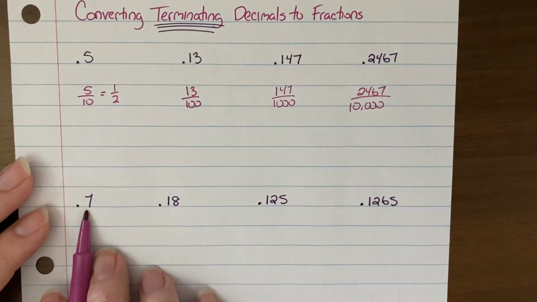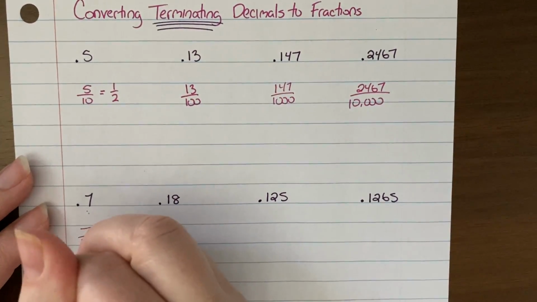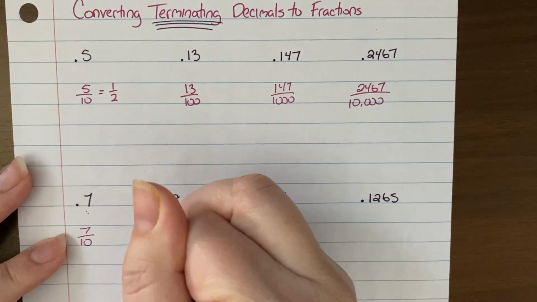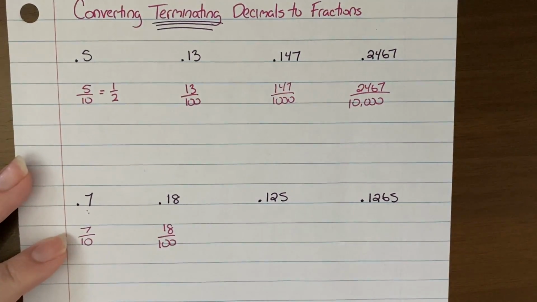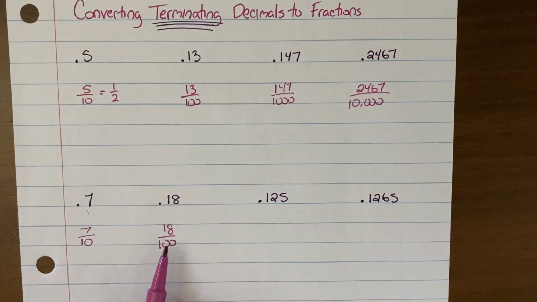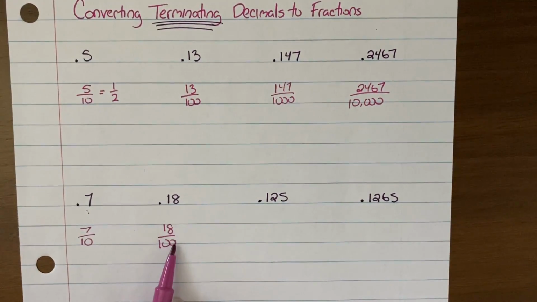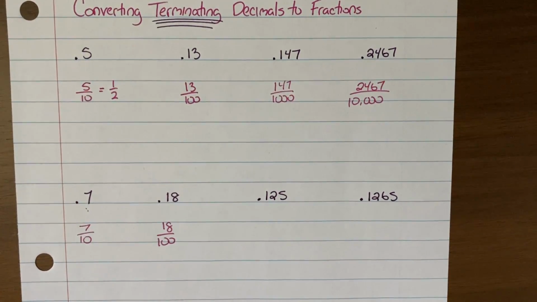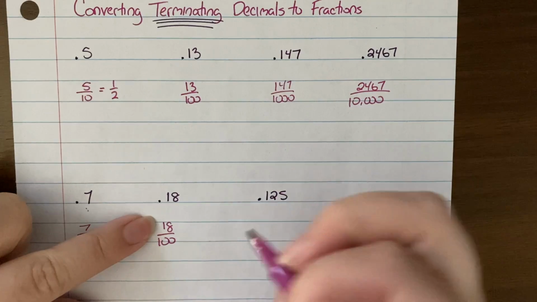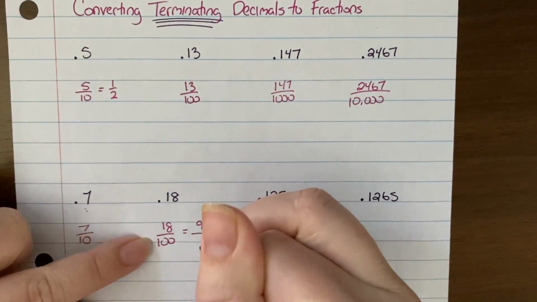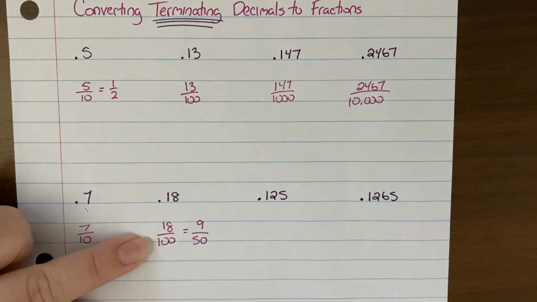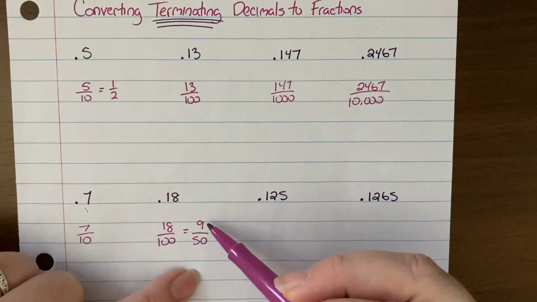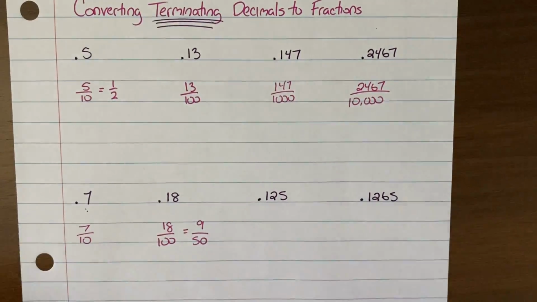So 0.7 is in the tenths place, so this is 7/10. That cannot be simplified anymore. 0.18, that would be 18 in the hundredths place. That can be reduced. You want to ask yourself, is there a number that you could divide both 18 and 100 by? And off the top of my head, I can see for sure that 2 is going to be divisible by both of these. So if I do 18 divided by 2, I get 9, and 100 divided by 2 gets me 50. Now there's nothing else that I can think of that I can divide out of 9 and 50, so 9/50 is the most simplified fraction here.